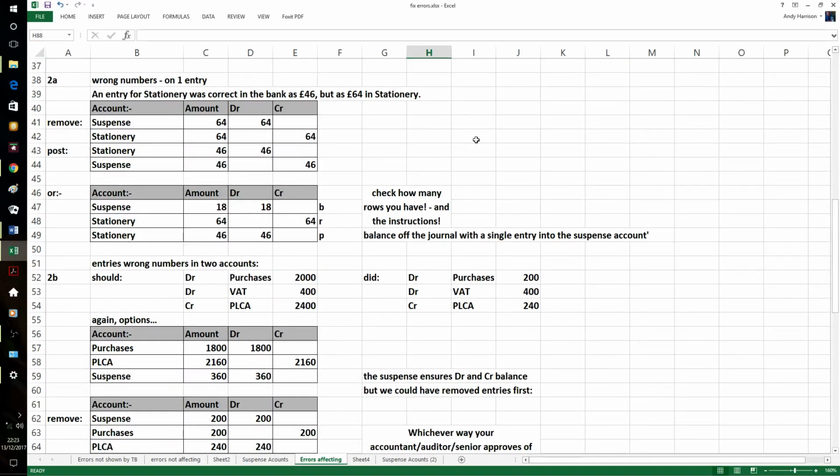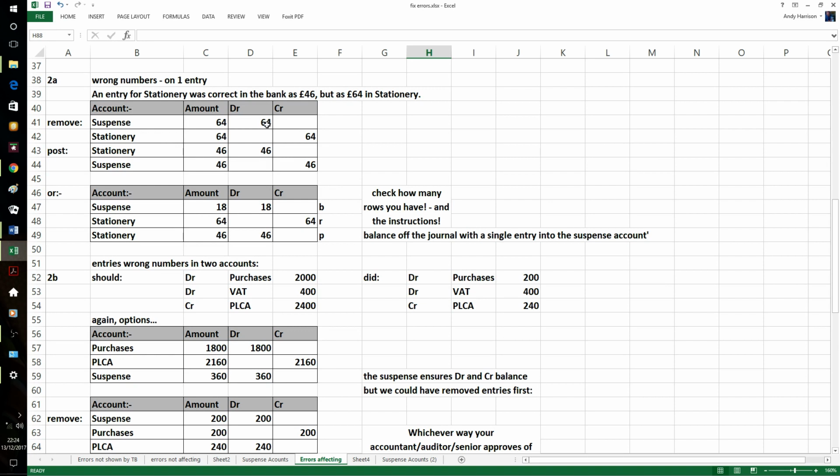Now we're getting a bit more complicated because we are getting a few more alternative ways of clearing these accounts. So the wrong numbers on one entry. If we'd done it on both entries, it would be an error of original entry. It wouldn't have been disclosed by the trial balance. But what we've actually done, it should have been 46. We put £64 into our stationery account. So if we remove it, that's crediting stationery with the 64.